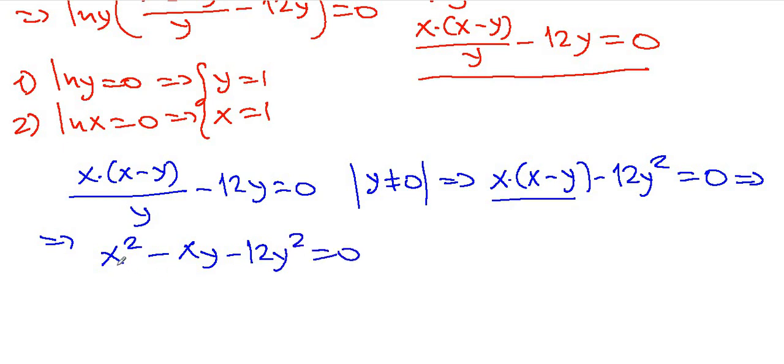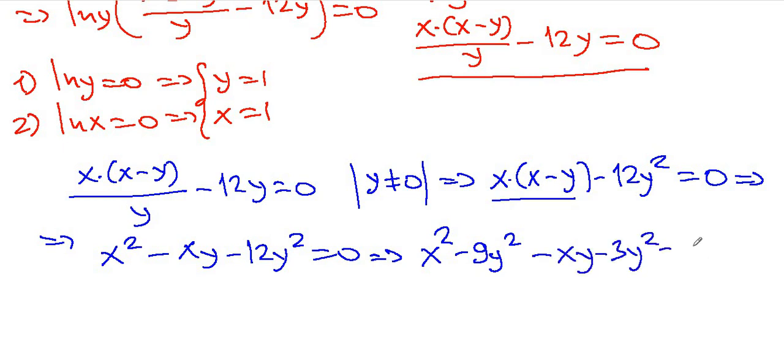As you can see, there is no specific formula to solve this equation, so therefore we'll try to factor. So I'm going to factor as follows. Let me split this minus 12y squared as x squared minus 9y squared minus xy and minus 3y squared is equal to 0.